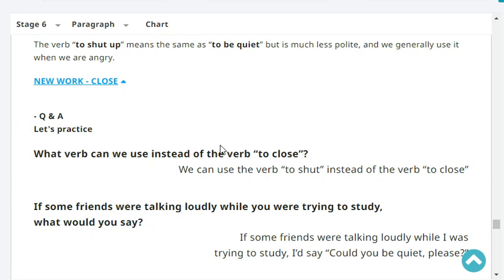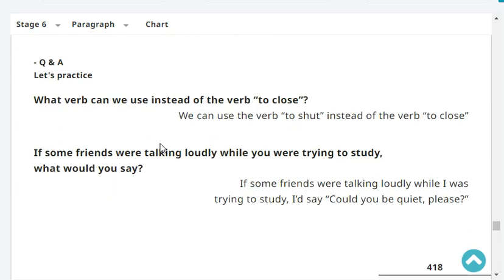We can use the verb shut, the word shut, instead of the verb to close. Very good. If some friends were talking loudly while you were trying to study, what could you say?